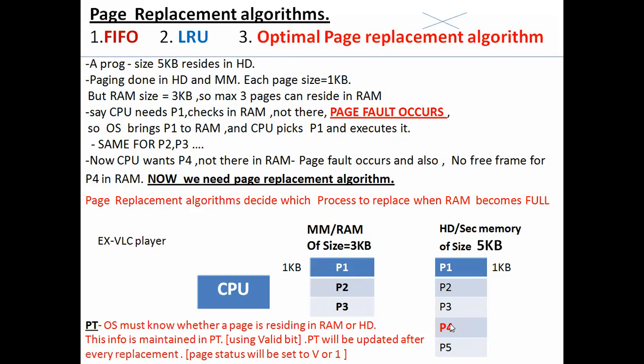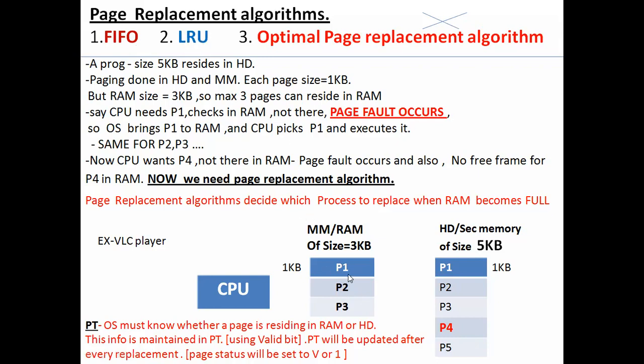Hence, what we should do is replace any one of the pages available in the main memory. Either I can replace P1 with page 4, or I can replace P2, or I can replace P3 with page 4. Here we have a page fault. Once a page fault occurs, I should go for the page replacement algorithms, namely First In First Out and LRU. LRU stands for least recently used.